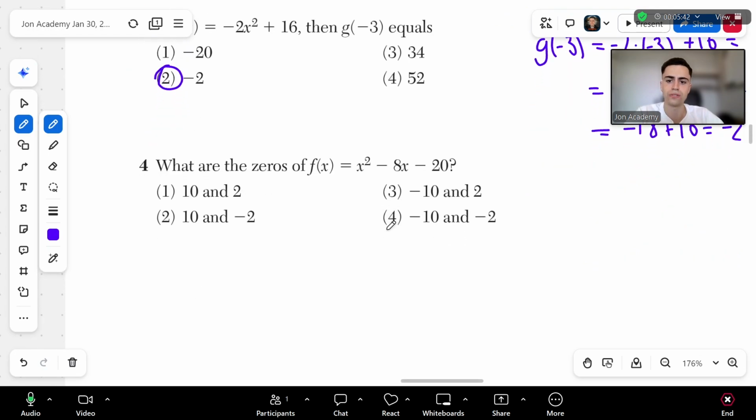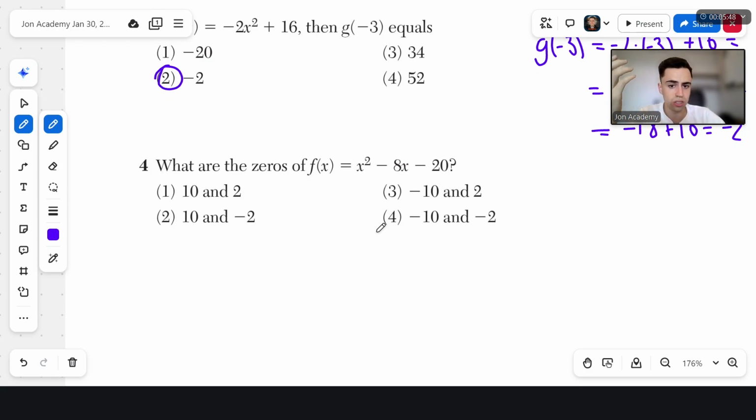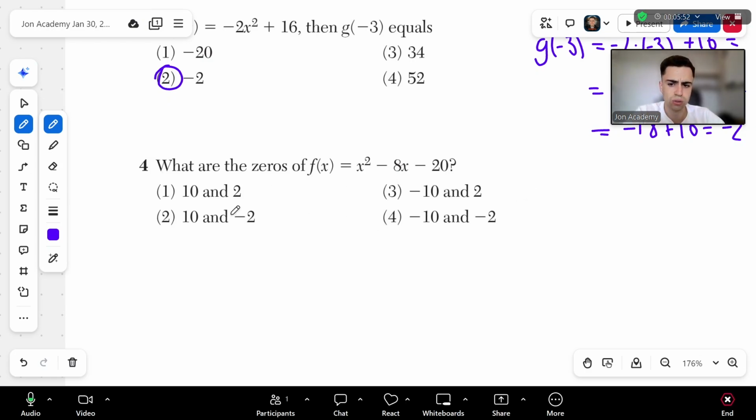Let's jump into number 4 directly. What are the zeros of this function? This is a quadratic equation, so you could solve it with the formula also, but the fastest thing is just to try the different values. So let's try, for example, 2. What happens?